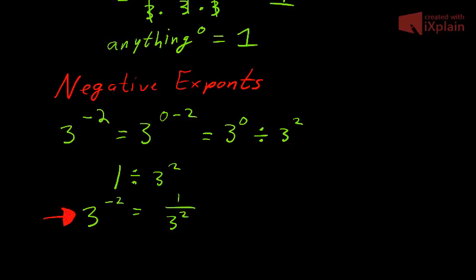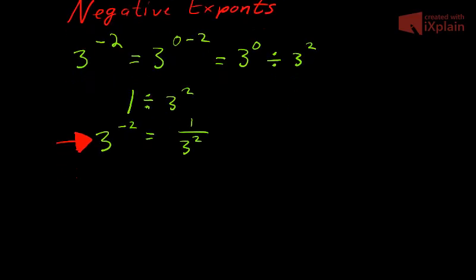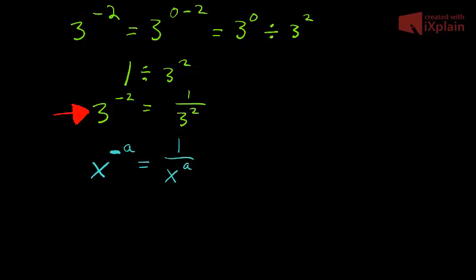So what we end up finding, if we do these with a couple more examples, is that if I have anything, and I'm going to use a variable for anything, an x, to a negative exponent, and let's call that exponent a, it's going to be the same thing as 1 over x to the positive exponent a. So these translate the same. Here, I just substituted in 3 for x and 2 for a.